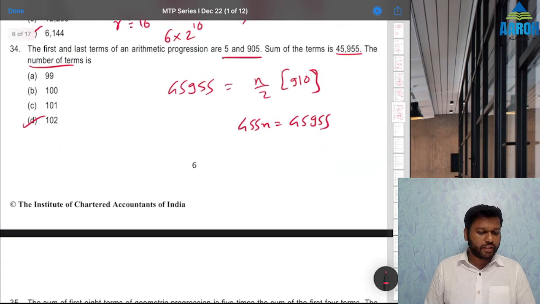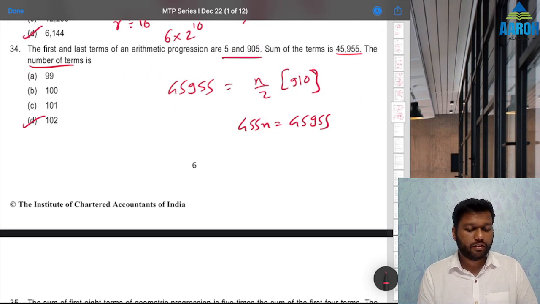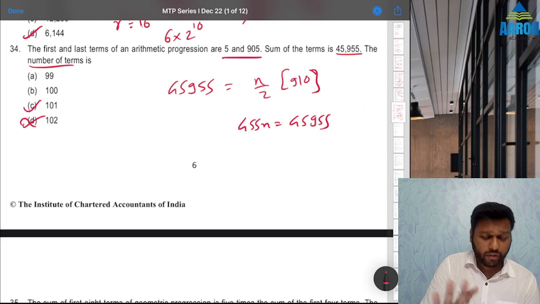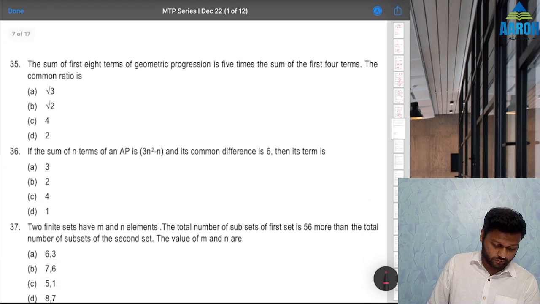This is 101, I guess. Okay, let me check. 45955 by 450. Oh, sorry, 101. Okay, I am not able to see the numbers correctly on my calculator. I don't know what is wrong, but 101 is the correct answer, not 102.